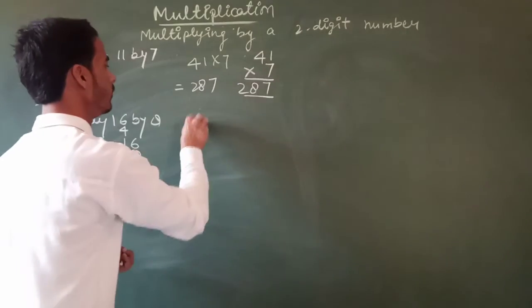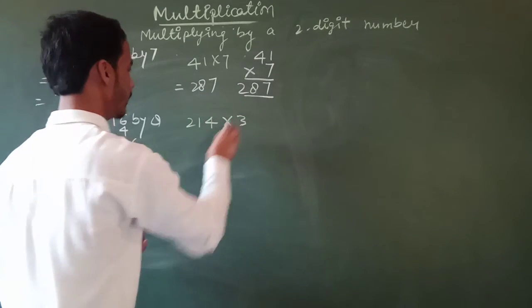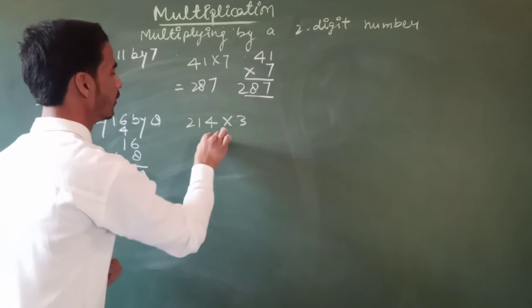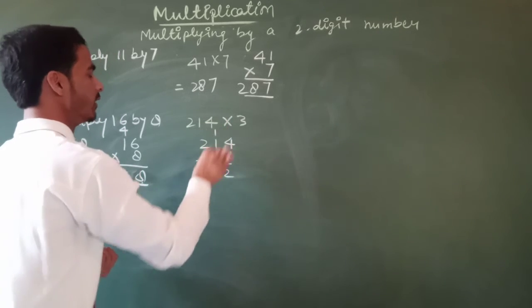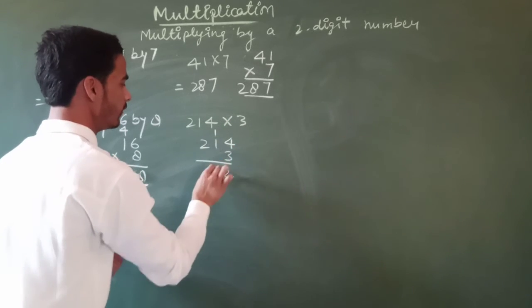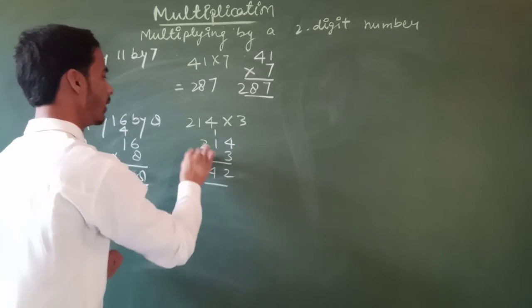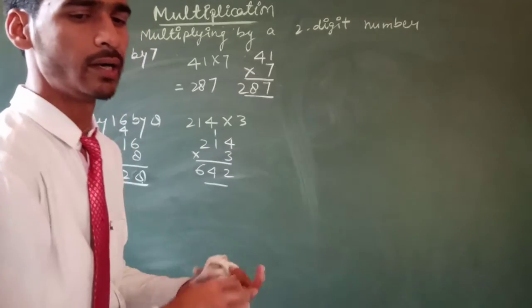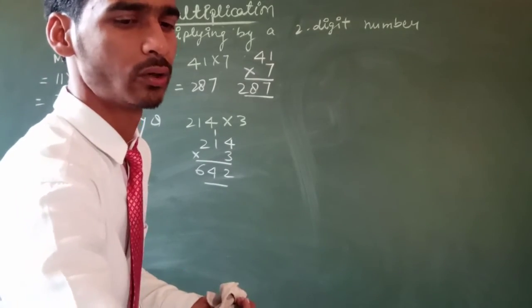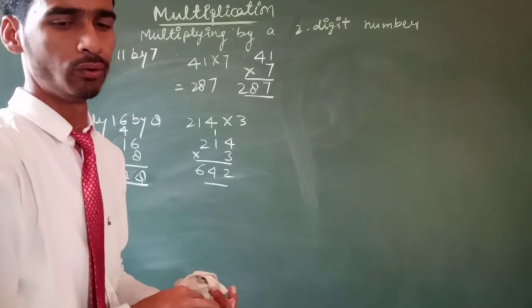214 multiplied by 3. 3 fours are 12, 1 carry. 3 ones are 3, 3 and 1 are 4. 3 twos are 6. And now the next topic is multiplying a 3-digit number by a 2-digit number.